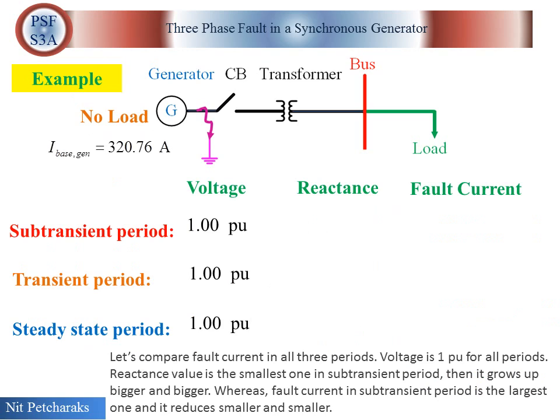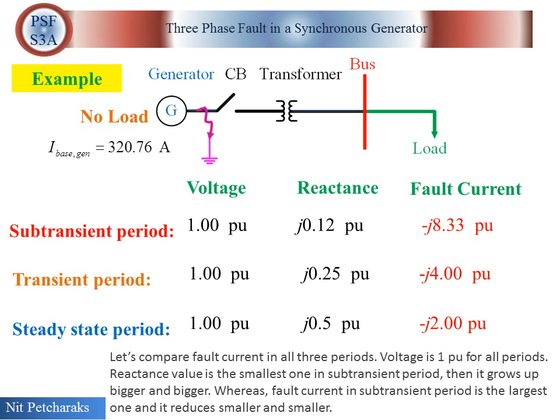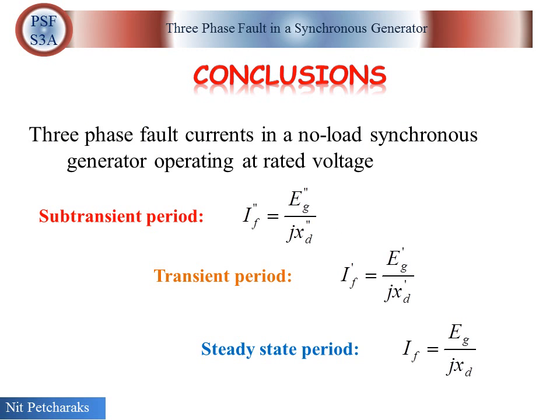Let's compare fault current in all three periods. Voltage is 1 per unit for all periods. Reactance value is the smallest one in the subtransient period. Then it grows bigger and bigger, whereas fault current in the subtransient period is the largest one and it reduces smaller and smaller. In conclusion, three-phase fault currents in a no-load synchronous generator operating at rated voltage can be calculated in three periods: subtransient period, transient period, and steady state period.